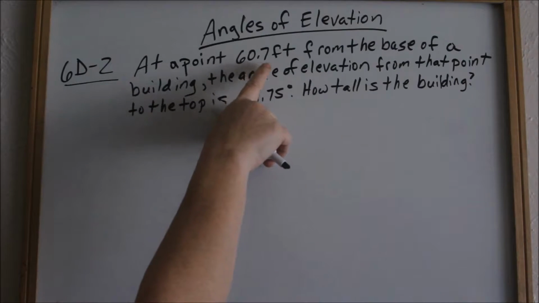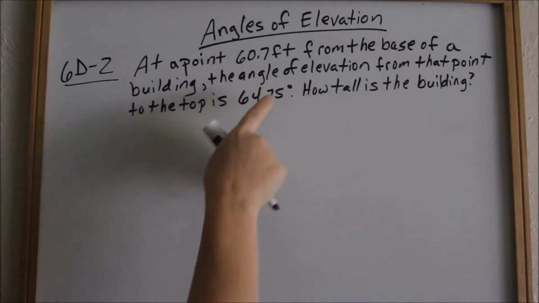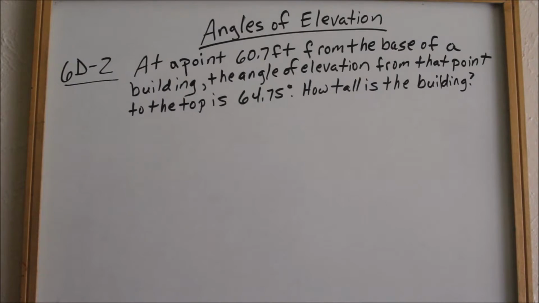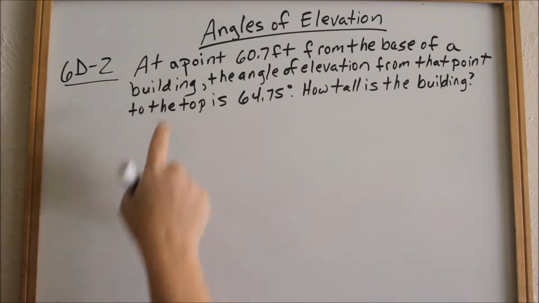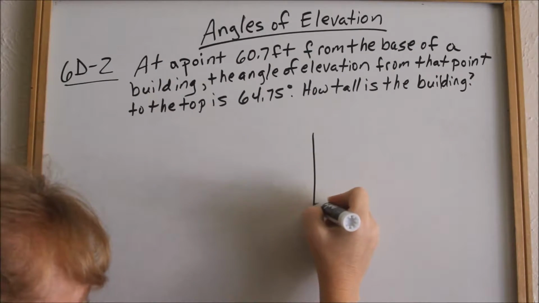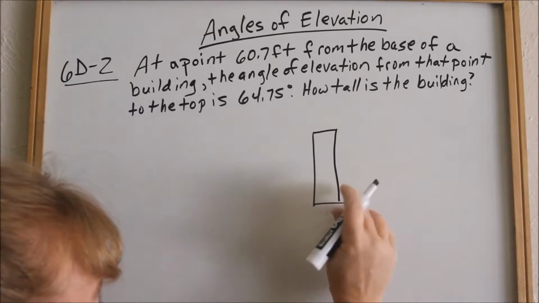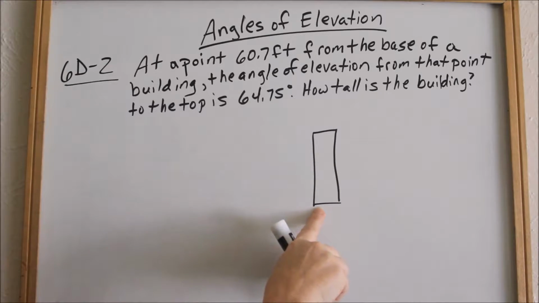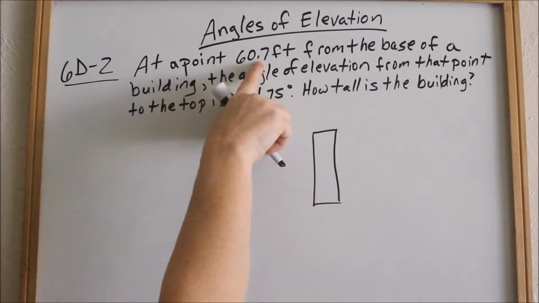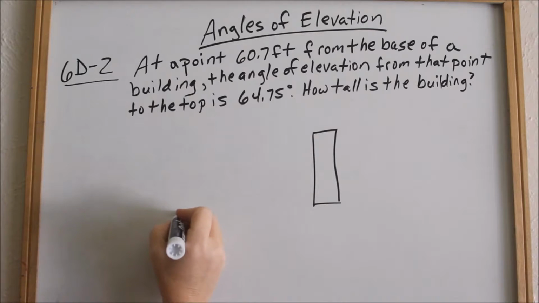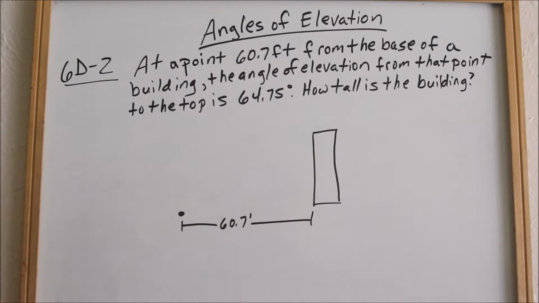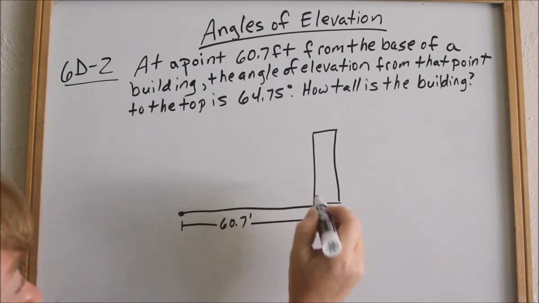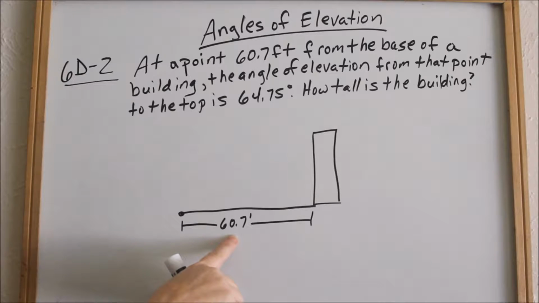At a point of 60.7 feet from the base of a building, the angle of elevation from that point to the top is 64.75 degrees. How tall is the building? Alright, let me go back. At a point 60.7 feet from the base of a building. Okay, so we have a building. Remember, I'm not the great drawer, so here's my building. Here's the base of the building. Then the problem says at a point 60.7 feet from the base. So there's a point that is 60.7 feet from the base of the building. Okay, so there's that line. That's 60.7 feet from the base of a building.